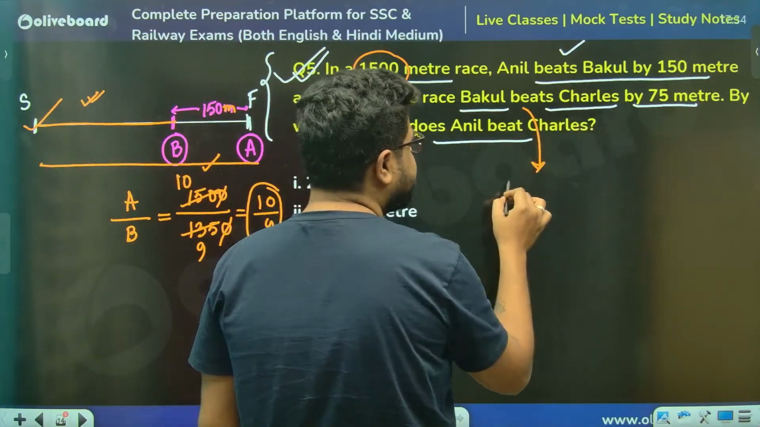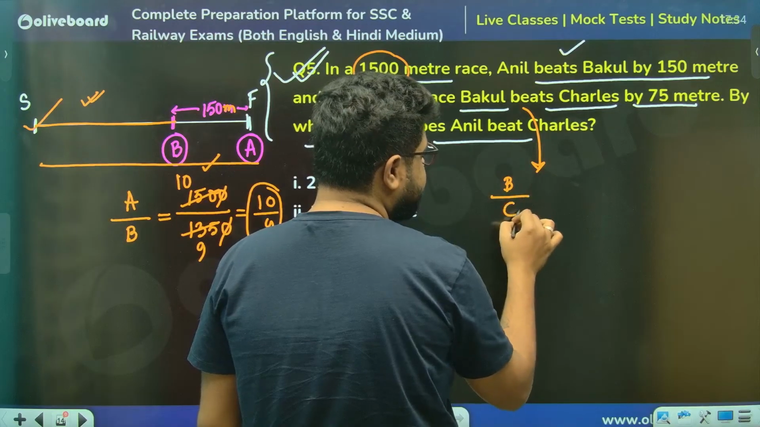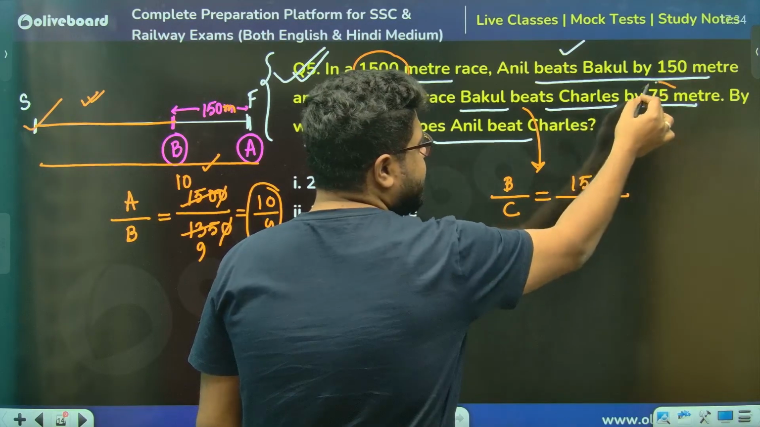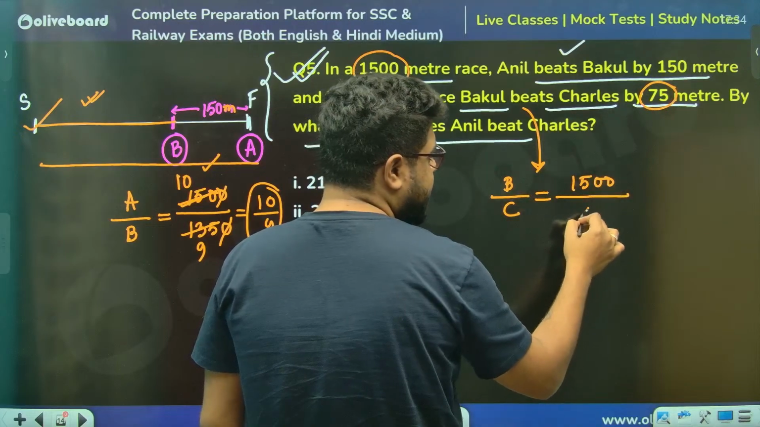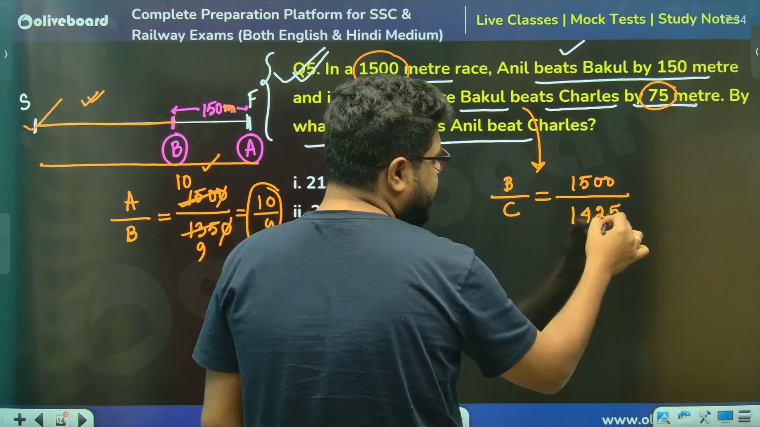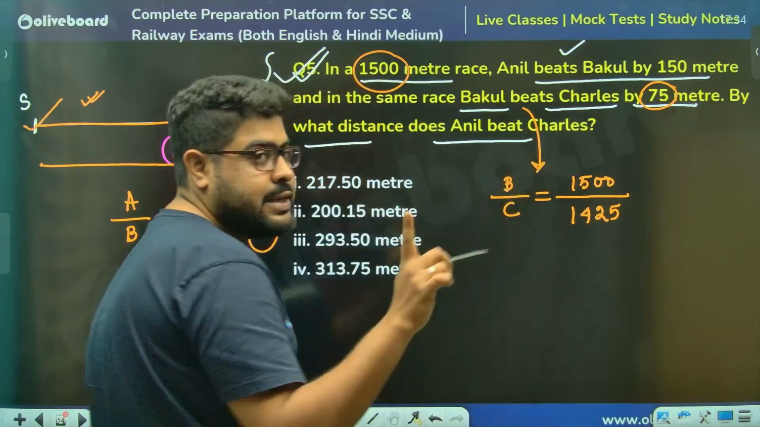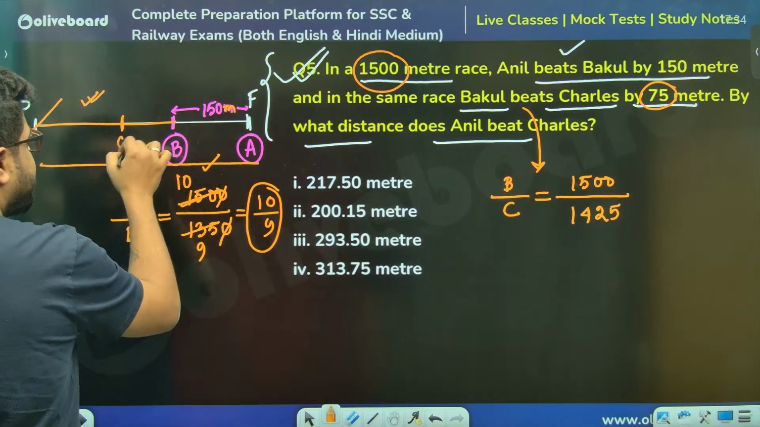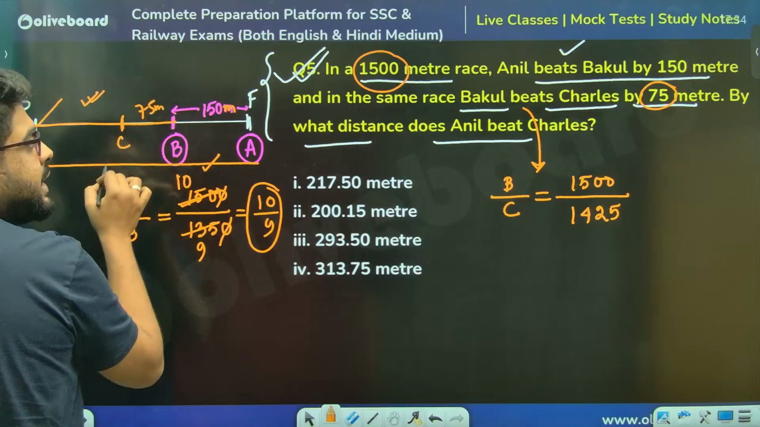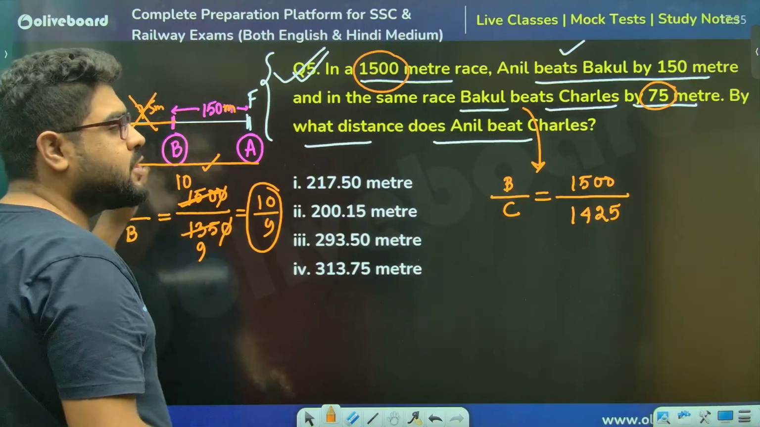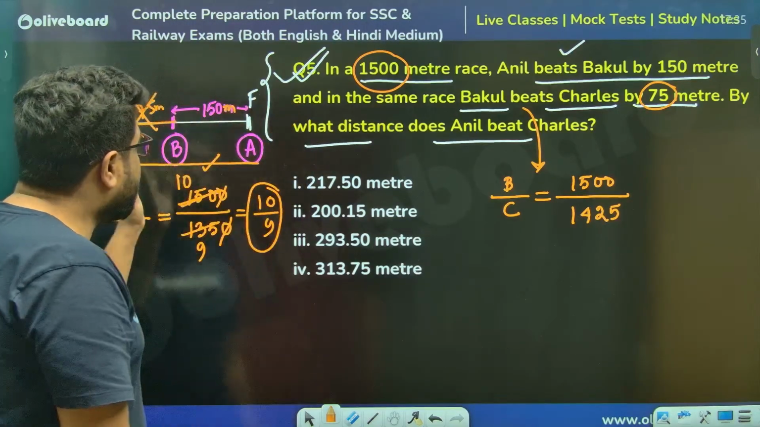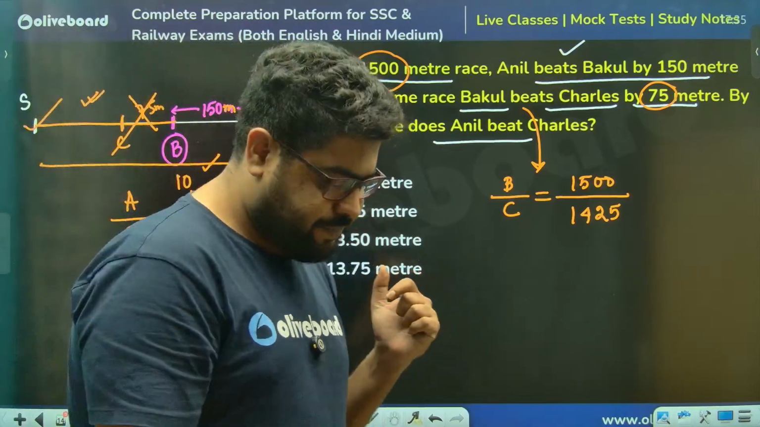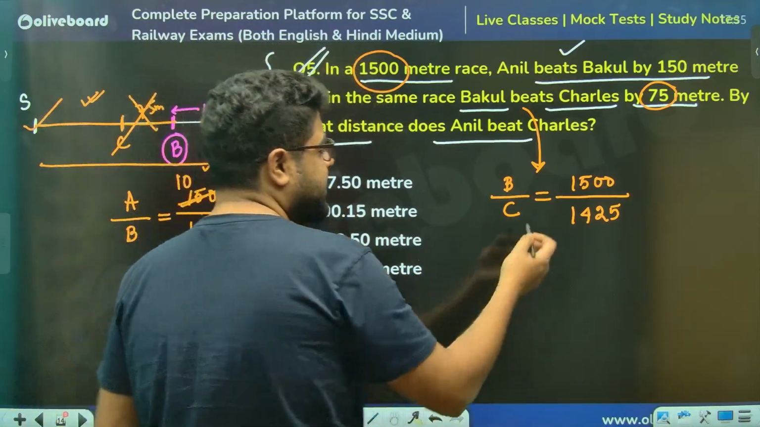You don't need diagrams. Bakul is beating Charles. By the time Bakul goes the whole distance, Charles is 75 meters less, that means 1425 meters. Understand the mistake people make. They say Bakul is here and Charles will be 75 meters behind. This is wrong, this is not right. By the time Bakul goes the whole distance, Charles is beaten by 75 meters.